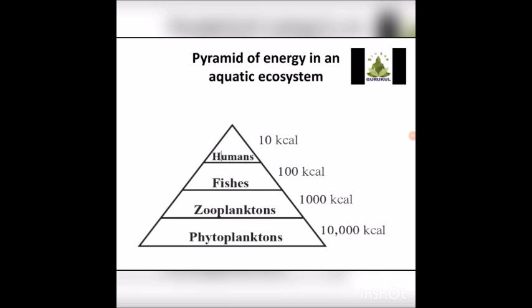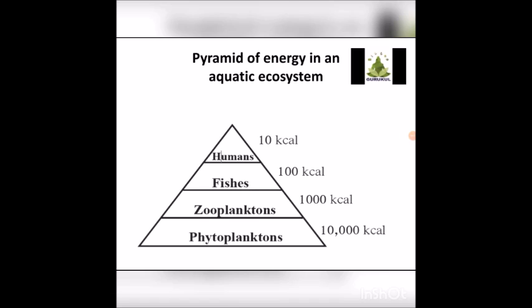Then again, when the fishes are feeding on the zooplanktons, from zooplankton to the fishes there is a loss of energy. Now the fishes, how much energy are they getting? The fishes are getting 100 kilocalories of energy. Means again, from 1000 to 100 kilocalories, there is a loss of 10% of energy.